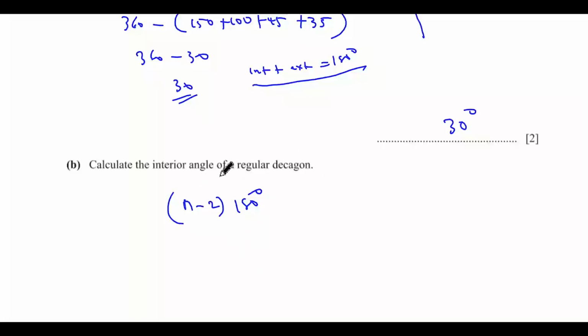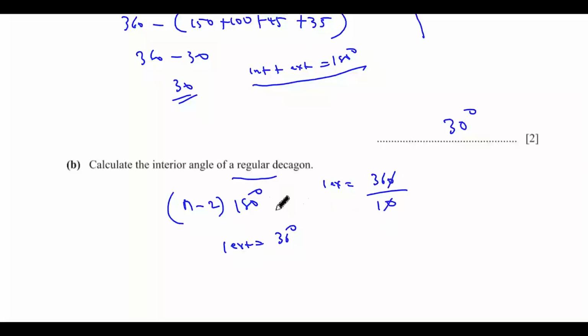Then since it is a regular decagon, you can divide it into 10. So that is one method. Another method is to calculate the value of one exterior angle. One exterior angle will be equal to 360 degrees divided by 10. You already know that the sum of the exterior angles is 360 degrees. Since we have a decagon, we divide by 10. So that means one exterior angle is equal to 36 degrees.